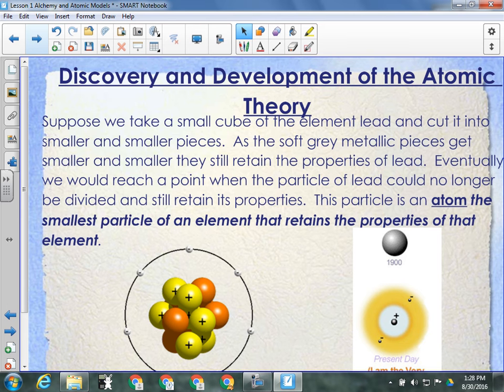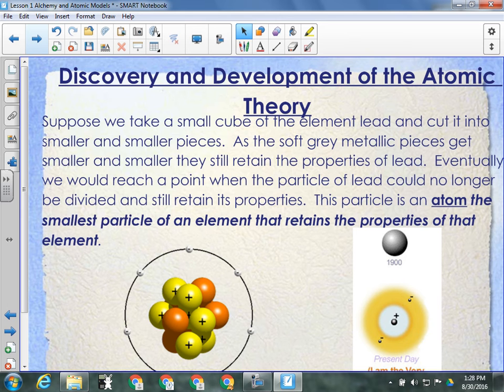They would still have the same properties, the same density, the same ability to conduct electricity, the same reactivity with other things. They would all have the same characteristics. If I could keep cutting smaller and smaller, eventually I would get to the point where I couldn't cut it anymore. And what would I have? I would have a single atom. That's actually what the word atom means. It comes from the Greek word atomos, which means uncuttable. You can't take an atom any further.